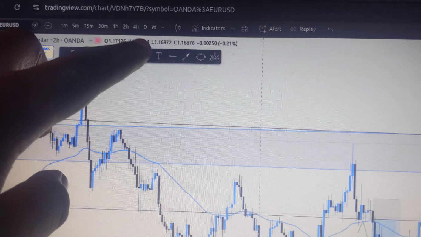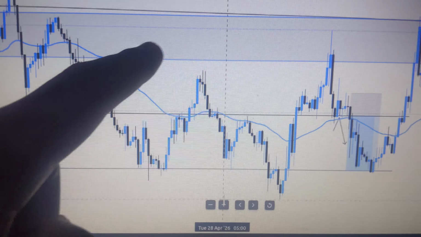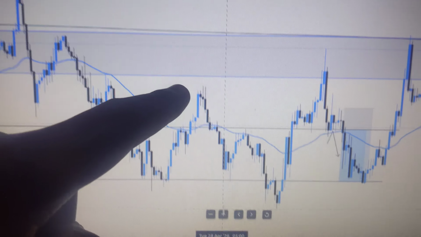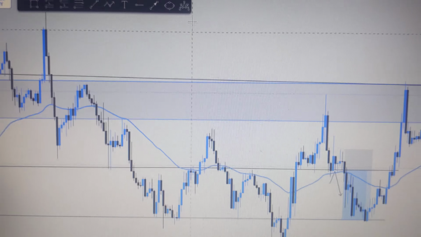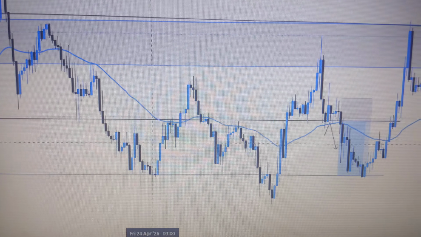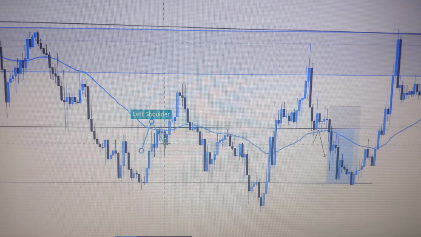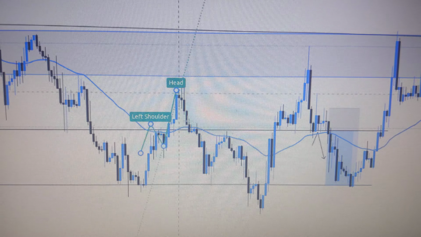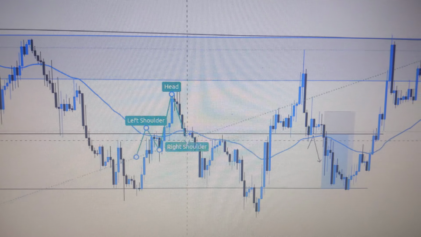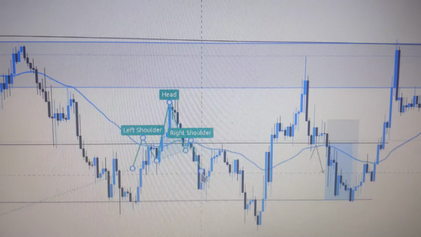Jumping to the H2 time frame, you can see that we had the head and shoulders pattern form over here. If I pull out this tool that I normally use to mark it out for you guys, we have the left shoulder, the head, and the right shoulder. Not a perfect one, but you get the idea.